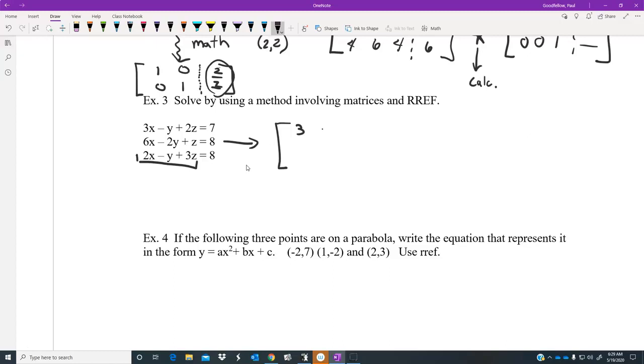This would be 3, -1 and 2, 6 and -2 and 1, and 2 and -1 and 3. And you'd want to make sure that your variables were in order, so that would work. Now the augmented matrix to that would be 7 and 8 and 8. And this is what your augmented RREF matrix would look like before you got started.